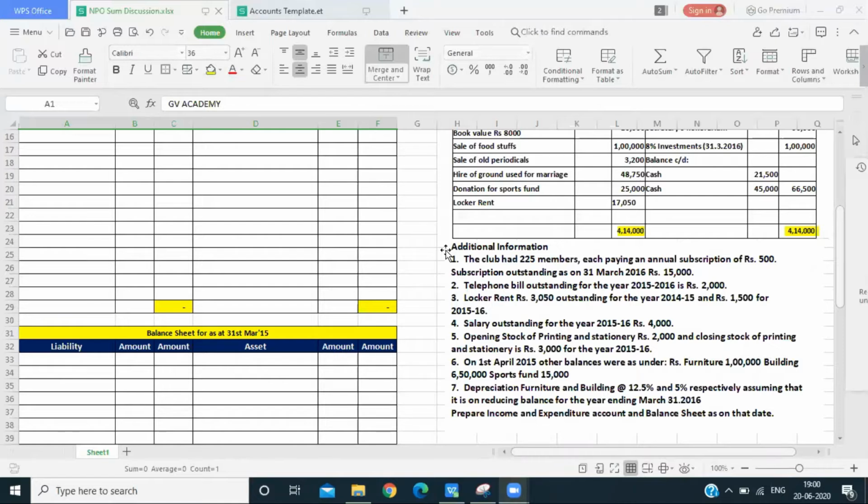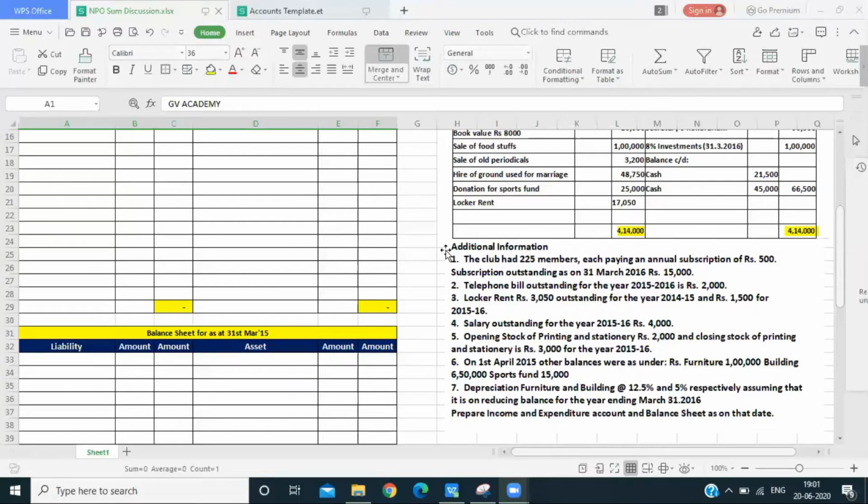The fourth point is outstanding salary for the year ended 31st March 2016 is rupees 4,000. Opening stock of printing and stationery is rupees 2,000 and the closing stock of stationery is rupees 3,000 for the year ended 2015-16. The sixth point is on 1st April 2015, other balances were rupees 3,000 and sports fund is rupees 15,000. And the last point is depreciation on furniture and building is 12.5% and 5% respectively, assuming that it is on the reducing balance method for the year ended 31st March 2016.